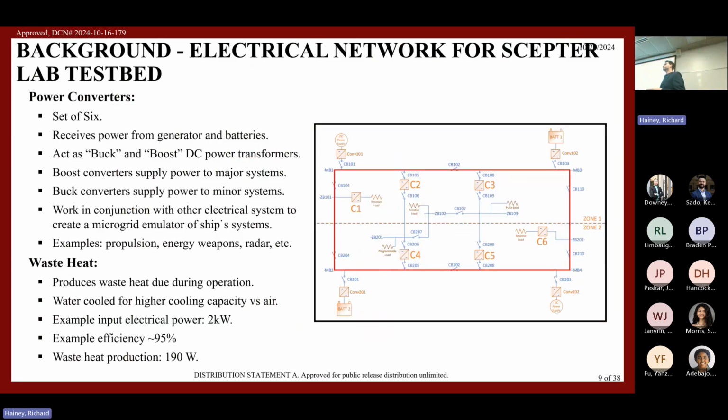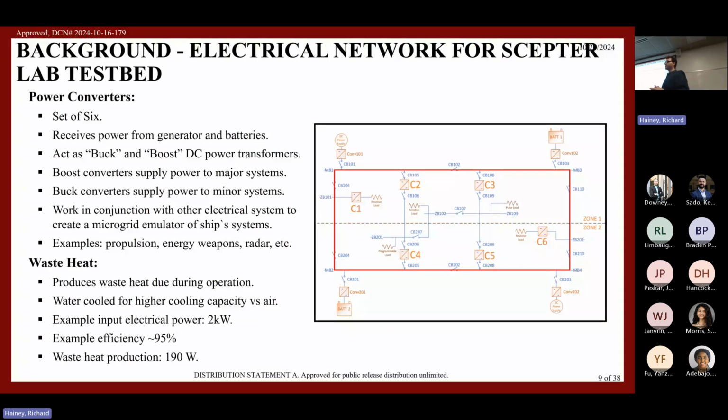So this is the electrical portion of what the DC cabinets look like. You can see C1 through C6 indicated in this red box. So these converters, some of them act as buck converters and some of them act as boost converters. Buck converters essentially take a higher input voltage and lower it for powering minor systems within the network. Likewise, boost converters take a lower voltage and increase it, and we use that to power more major systems in the process.